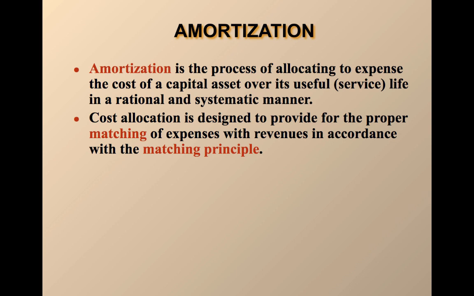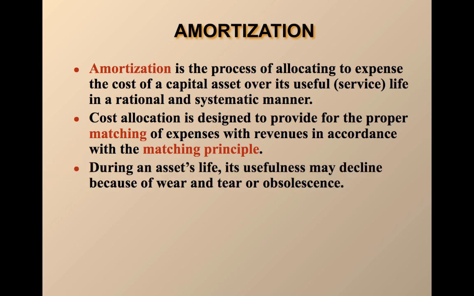Just like we did in chapter 3 when we were adjusting for supplies. Supplies were an asset, and then eventually they were flipped to the supply expense account, because actually assets are expenses if you think about it. So that's what we're doing. We're turning our fixed assets, we're spreading the cost out over time, and we're charging an expense account. So during an asset's life, its usefulness may decline because of wear and tear or obsolescence. So it gets older, it becomes obsolete. So there are different methods of amortization that we're going to talk about because of that.